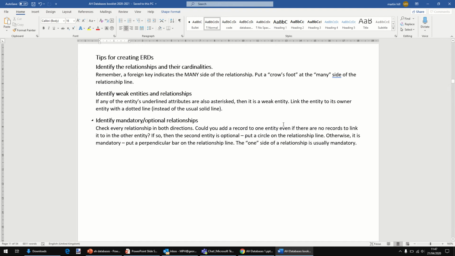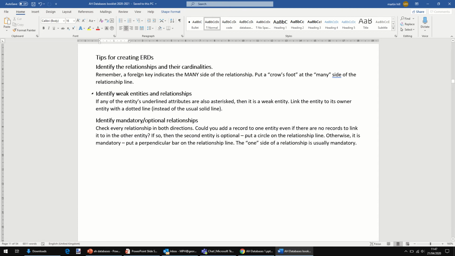We've now looked at relationship participation, and you've looked at strong and weak. So basically that's all you need to remember. If you are asked to create an entity relationship diagram, first step, identify what the relationships are between the entities and what the cardinalities are. And remember a crow's foot, the many side of a relationship.